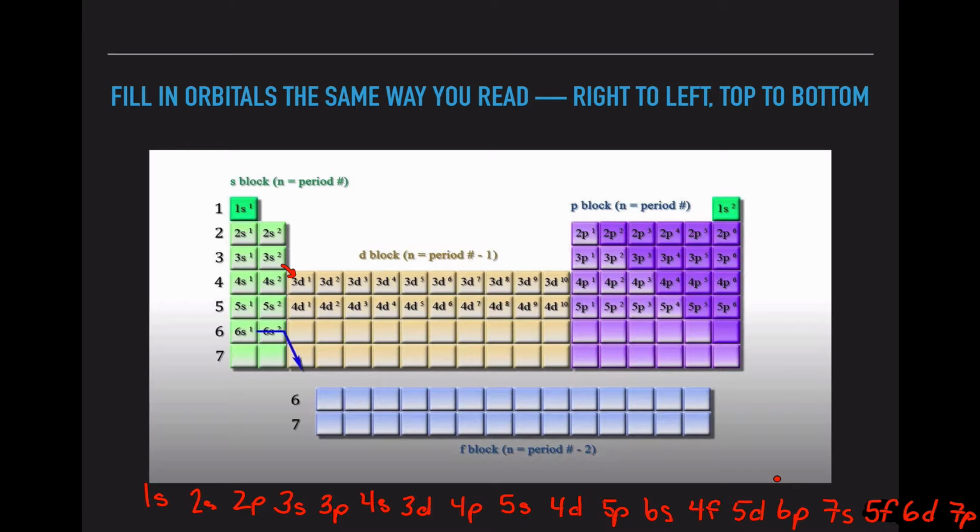But on the test, I'm not going to provide this to you because I expect you to remember: start from the top, just like reading a book.